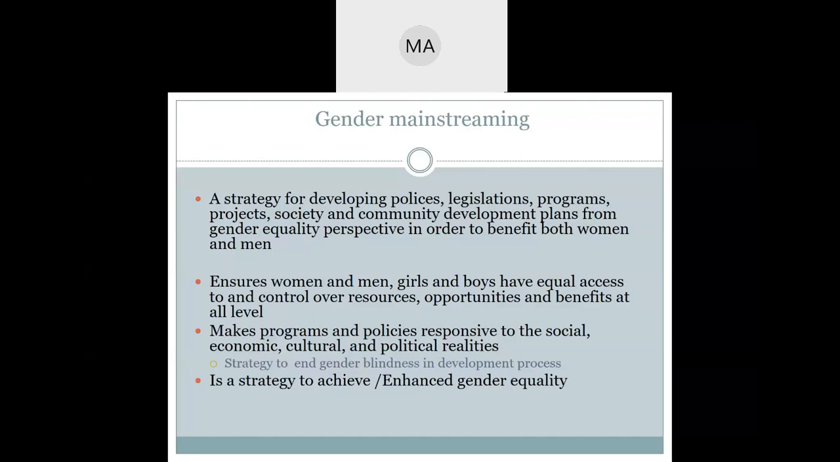So in general, we need to avoid gender blindness in the development process. If you are not considering gender, the practice is still going to continue, and the child will have difficulty with that. The final ultimate goal of this mainstreaming is to have gender equality.